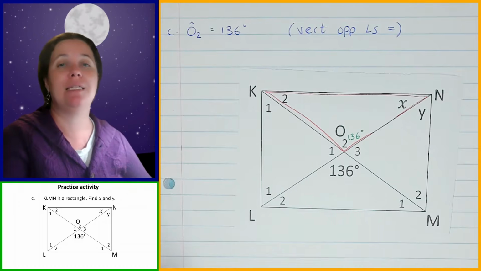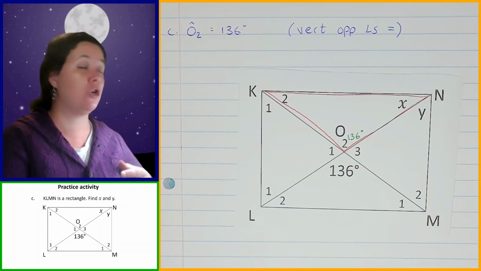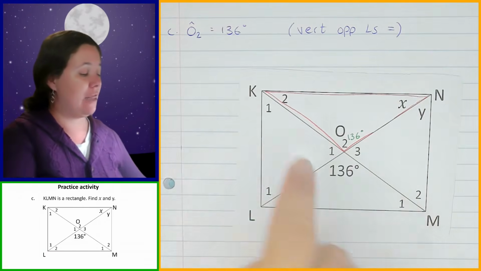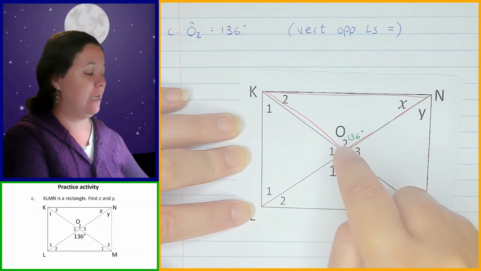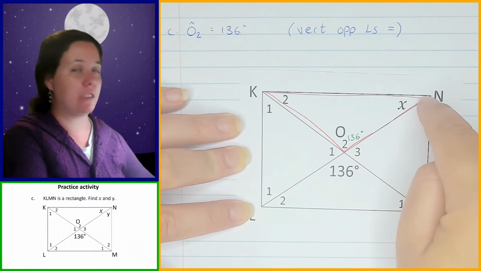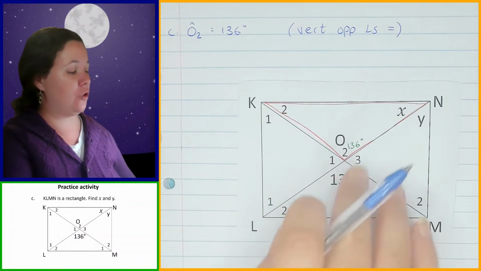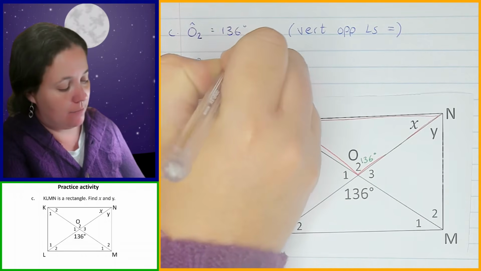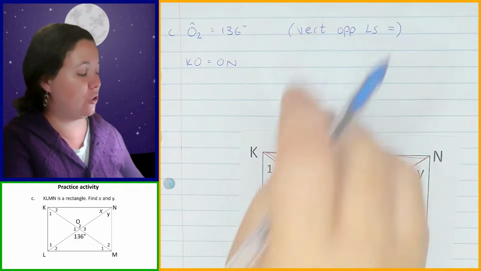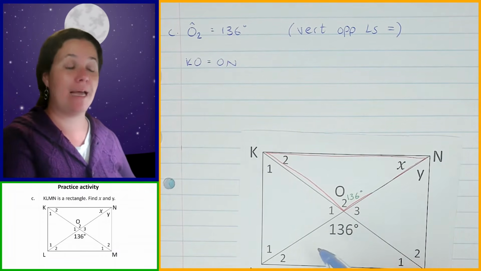Now remember, a rectangle is special because the diagonals bisect each other and they are equal to each other. So because they're equal and they bisect, that means that this line segment KO is going to be equal to this line segment ON. So I can say that KO is equal to ON, and the reason I can say that is because the diagonals of a rectangle are equal and they bisect.